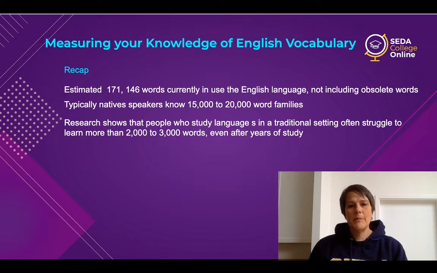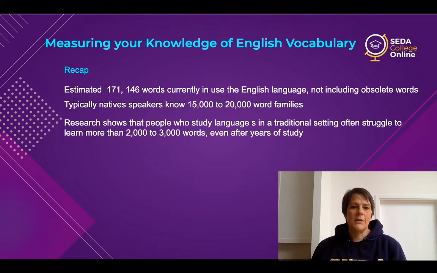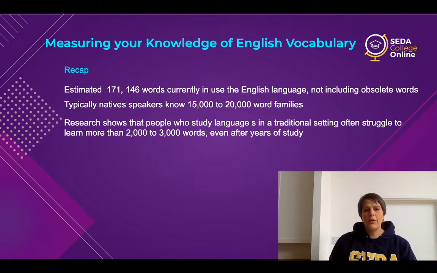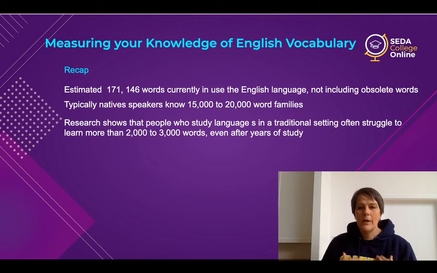Then research shows that people who study languages in a traditional setting often struggle to learn more than 2,000 or 3,000 words, even after years of study. And that's just because they're not getting to hear the massive amount of language that you need to learn, because, as I say, you have to hear it and read it before you can then produce it.